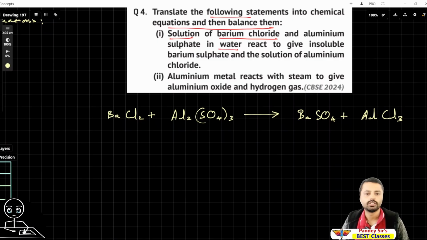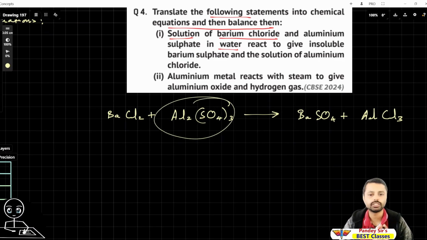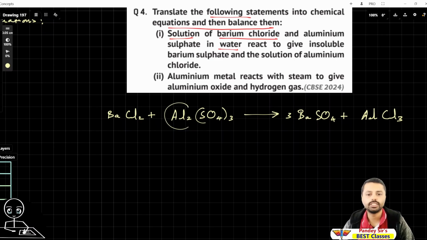Let's start with the biggest molecule. This is the biggest molecule. This is the easiest way. Always start with the biggest molecule. In this, if you see, sulfate group is 3. So on the right side also it must be thrice, so just multiply with 3. Now aluminium is 2 and here it is not, so twice.